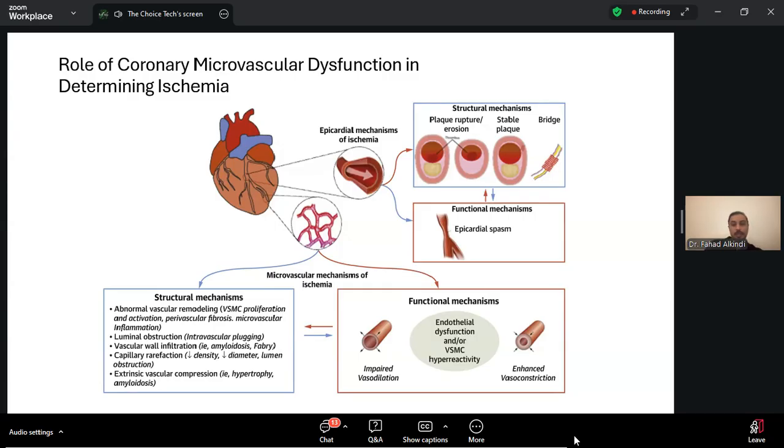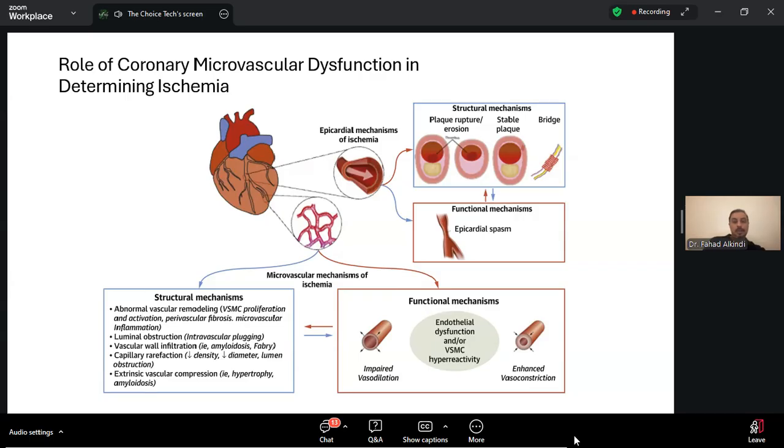And if you look at this diagram, you can see that the epicardial mechanism of ischemia, as we know, can be either a structural or functional mechanism. Of course, the structural mechanism we can identify by coronary angiogram. However, a functional mechanism like epicardial spasm is very difficult to identify through coronary angiogram. This is regarding the epicardial mechanism.